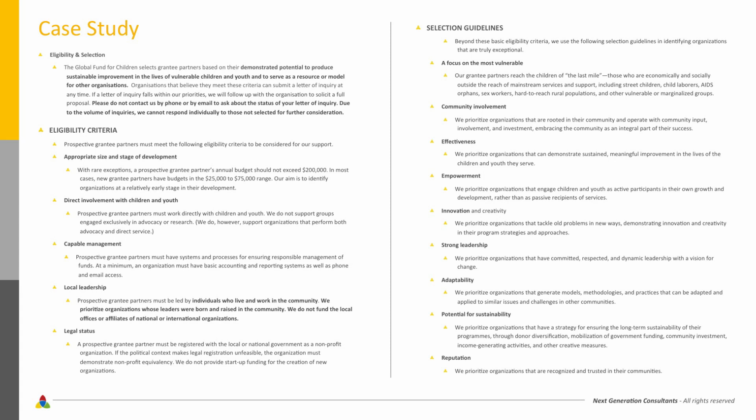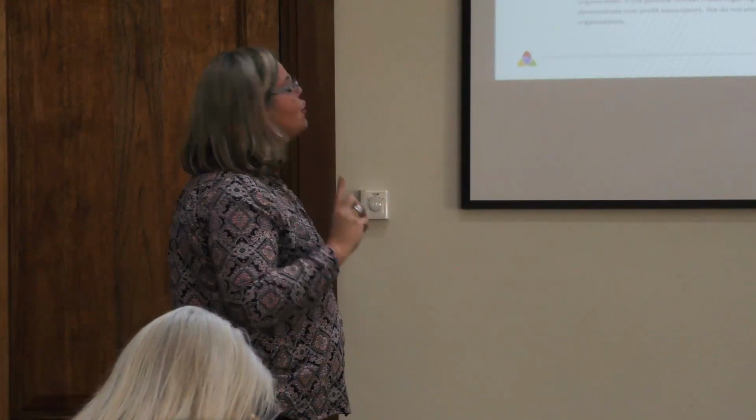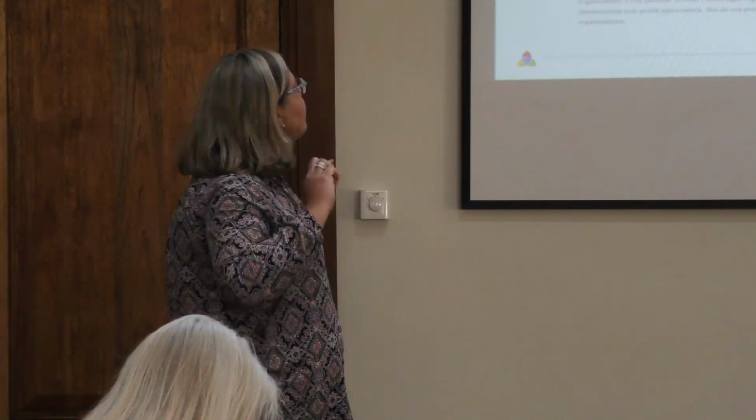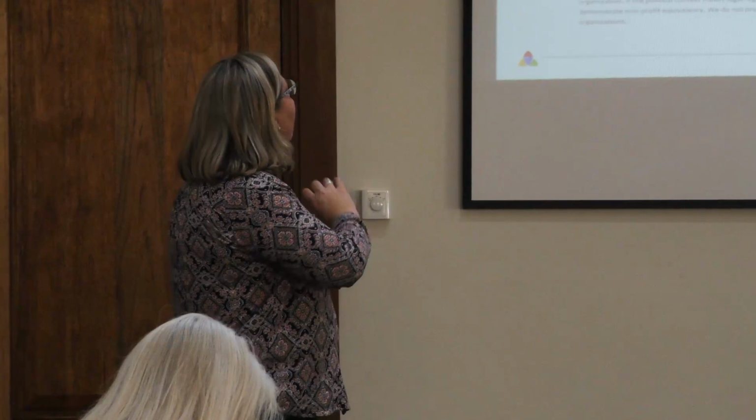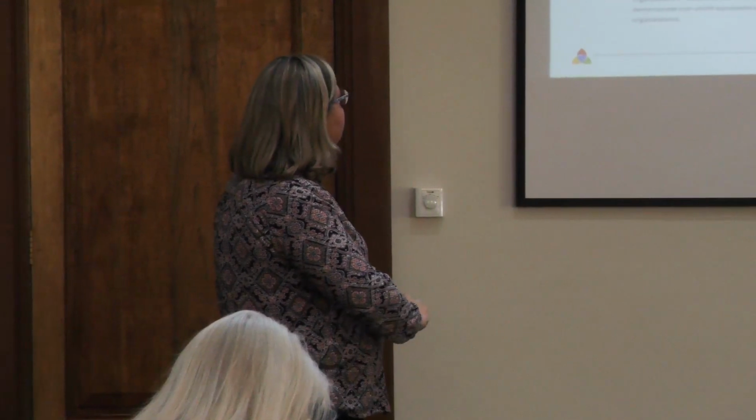They say here, prospective grantee partners must meet the following criteria in order to get our support. Number one, appropriate size and stage of development. They're saying with rare exceptions, partners' annual budgets should not exceed $200,000. In most cases, new partners must have budgets in the 25 US to 75 US range.